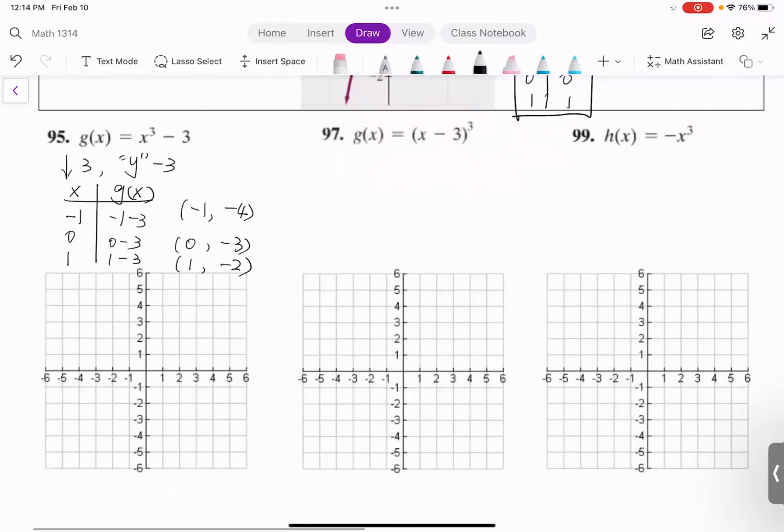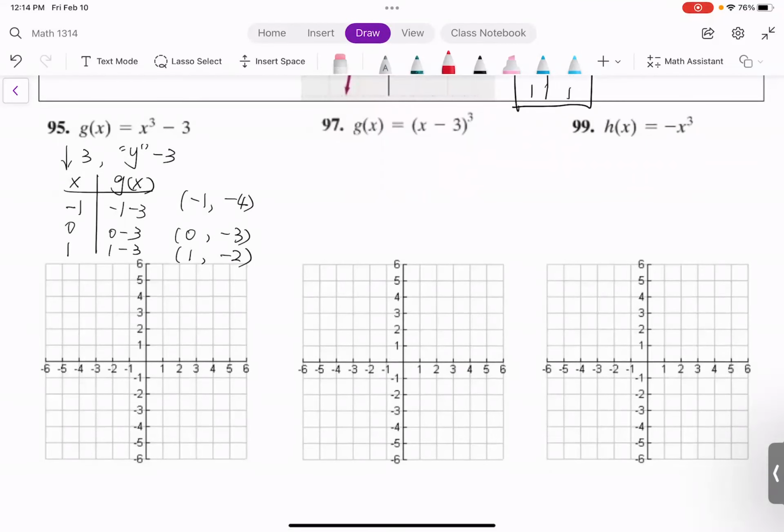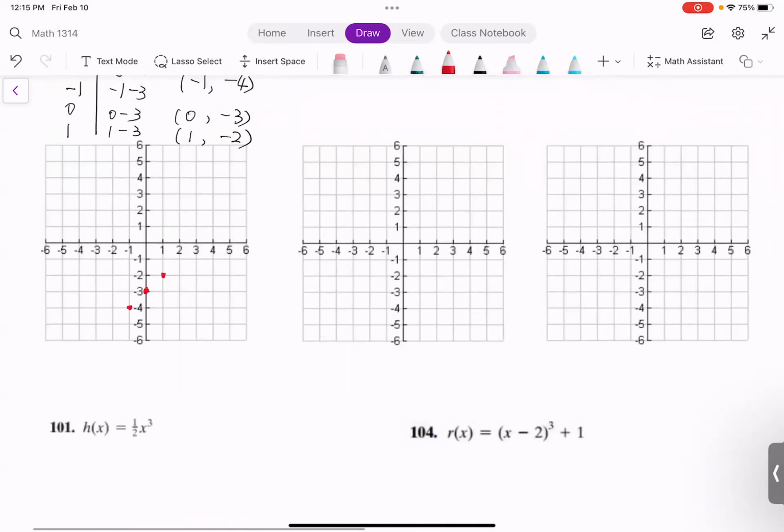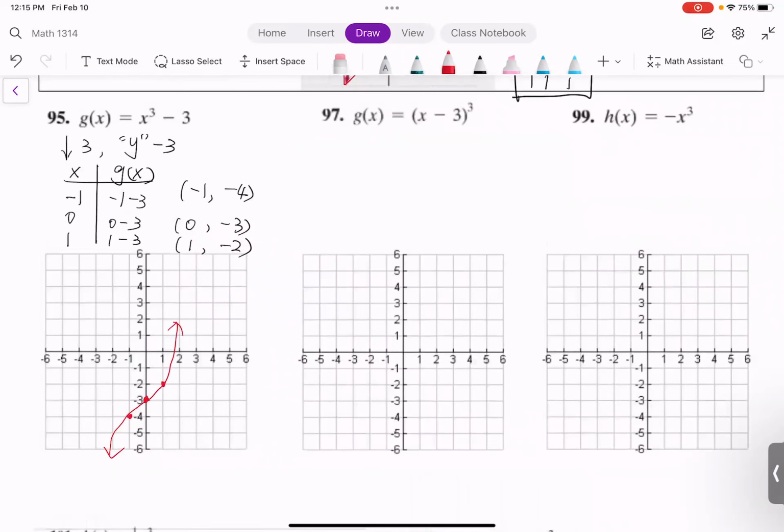Let's plot the points. -1, -4 here. And 0, -3 here. 1, -2 is here. And do not change the shape of the graph. So memorize what is the shape of the graph. And then we'll connect the 3 key points with the same shape. This is the same shape. Okay, let's see the next one.